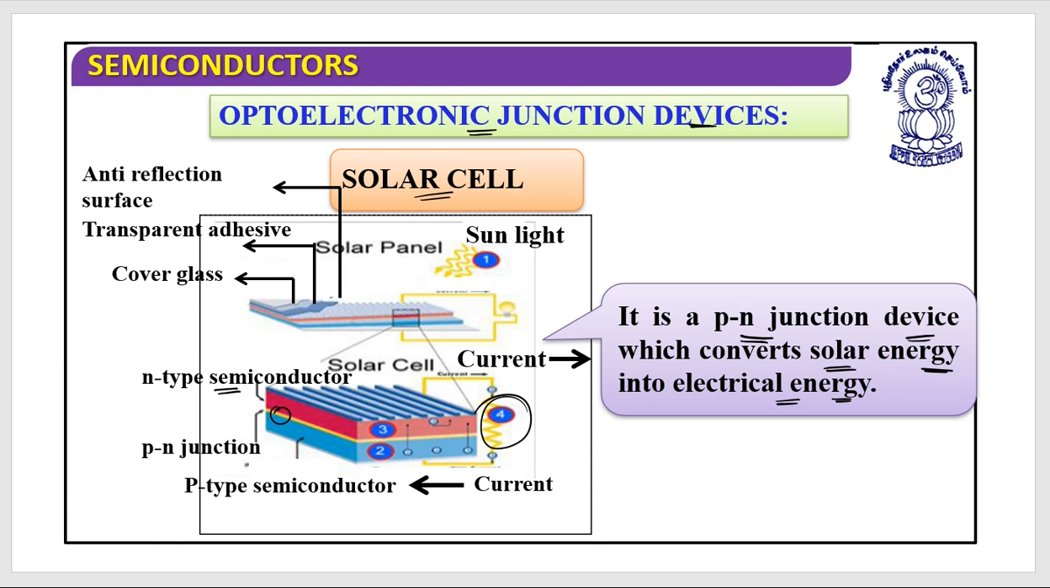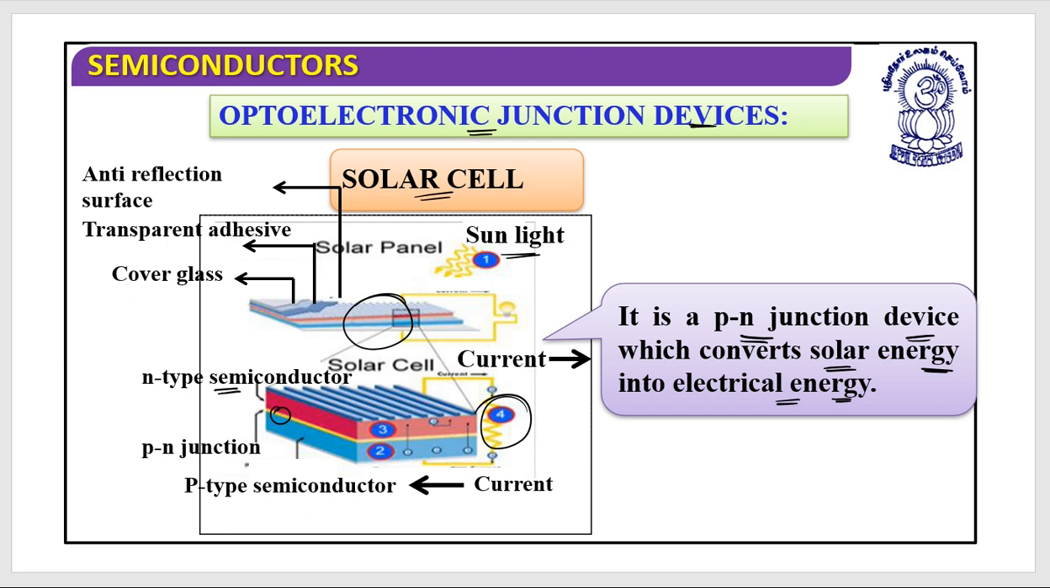As you can see, this is a sandwich kind of layers that has been developed, and on this sandwich of layers sunlight falls. Then, due to certain processes that we will see in detail, it can convert this sunlight to electrical energy.